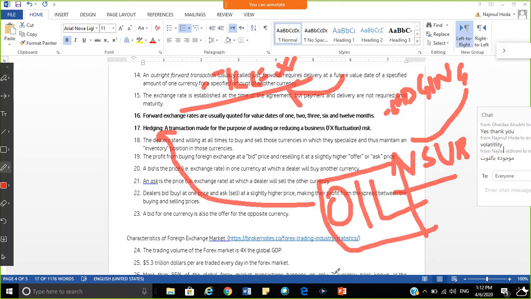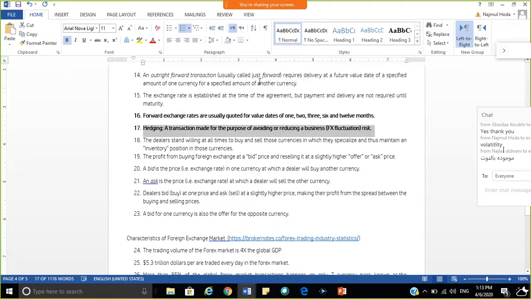Companies who need oil do not want to be uncertain about the prices of oil. So, they want to fix a certain value after 6 months, after 12 months. This is called hedging, and there may be financial institutions who can help, or the 2 countries themselves decide.